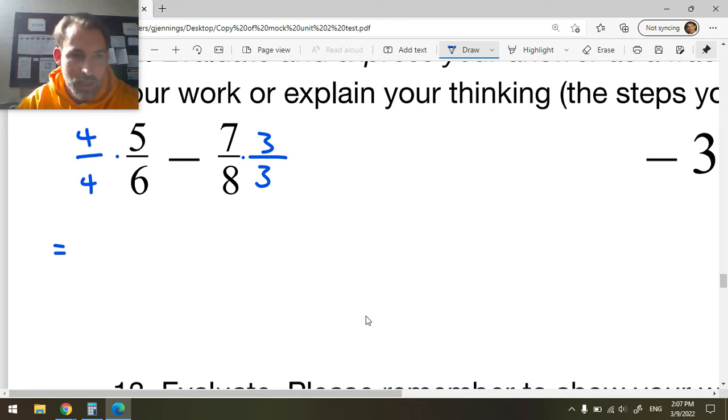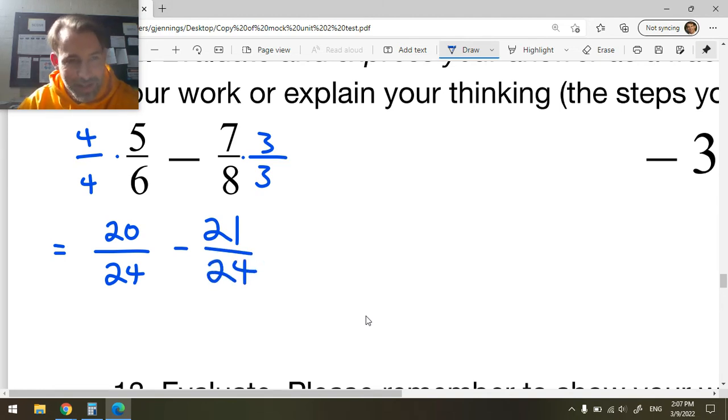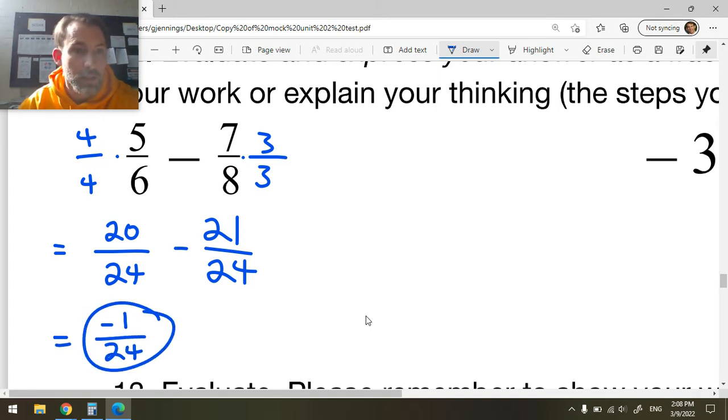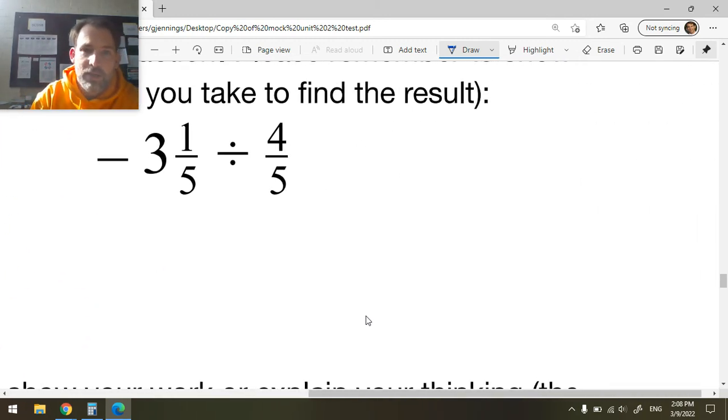Okay, so this will be 20 over 24 minus 7 times 3 is, there it is, folks, 21 over 24. 20 minus 21 is negative 1. This is negative 1/24. Oh, my guess was really, really good, wasn't it? Okay, now let's do this one.